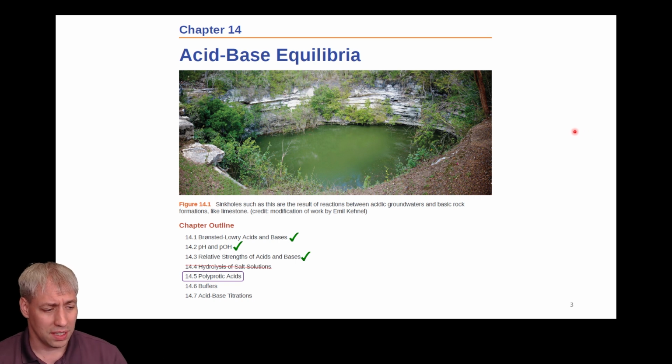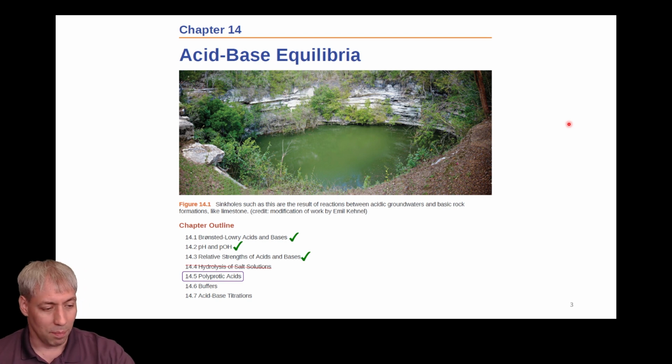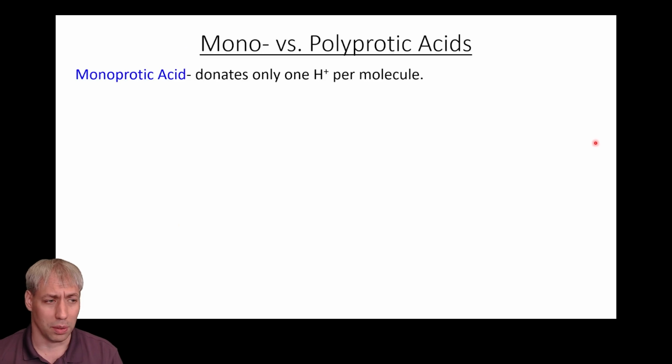You'll note we skipped section 14.4, hydrolysis of salt solutions. For the sake of time, we're not going to dive into that. The general idea is salts can be acidic or basic or neutral, depending on the nature of the species involved in the salt. But we're going to skip over that, and we're going to dive right into 14.5, which is polyprotic acids. Everything we've talked about so far is a monoprotic acid.